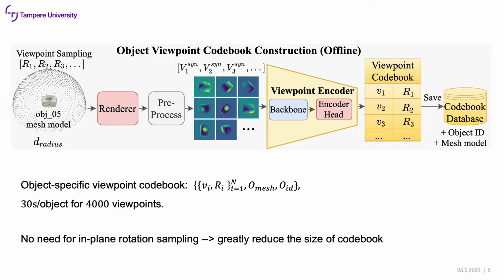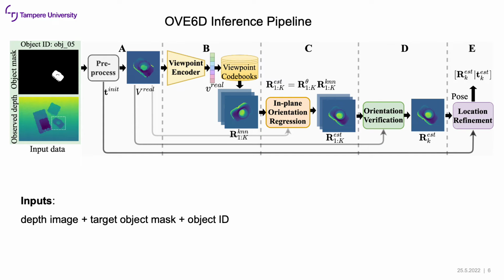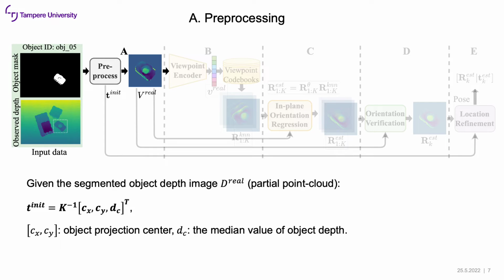To perform 6D pose estimation for an unseen object, the object viewpoint codebook construction is performed for the target object. This is only performed once for each object in an offline manner. Once the construction is done, OVE6D takes the object instance segmentation and a depth image as input to estimate the 6D pose. In the first stage, we compute the object initial location and crop the object from the segmented depth image. Due to the object self-occlusion, this initial location estimate is usually inaccurate.